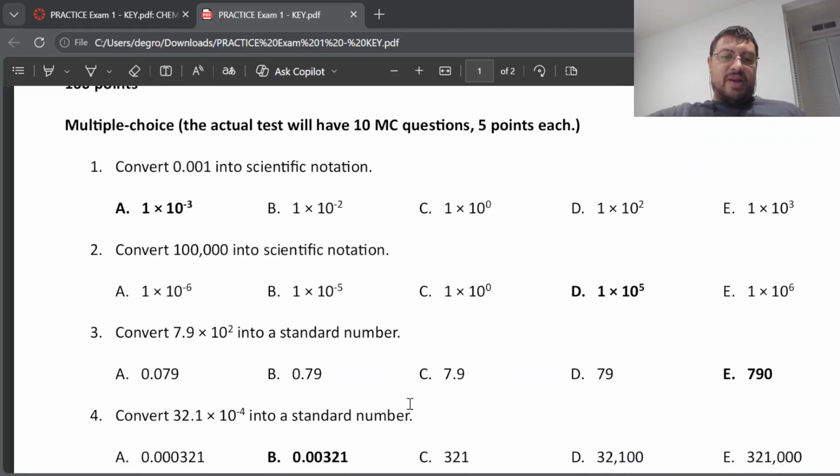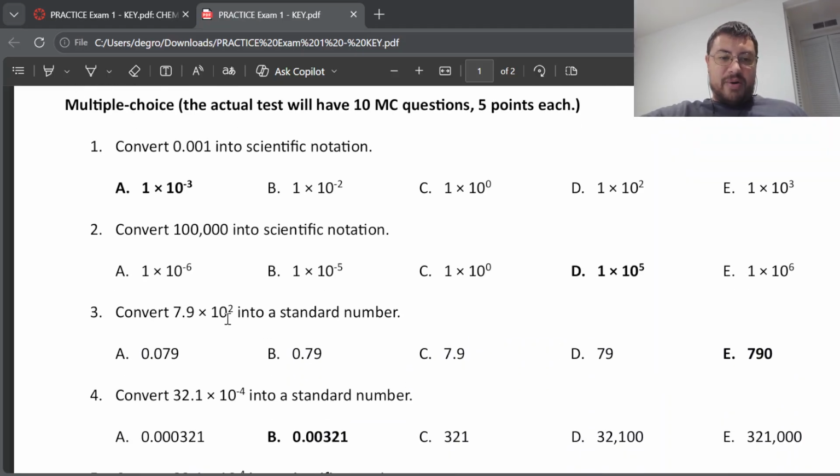Convert 7.9 times 10 to the 2nd power into a standard number. Well, 10 to the 2nd power is going to result in a bigger number. In other words, we're going to move our decimal point to the right. So 7.9, we move it 1 time, we move it 2 times. We'll have to insert a 0 after the 9 because there is no digit there originally, so we get 790.